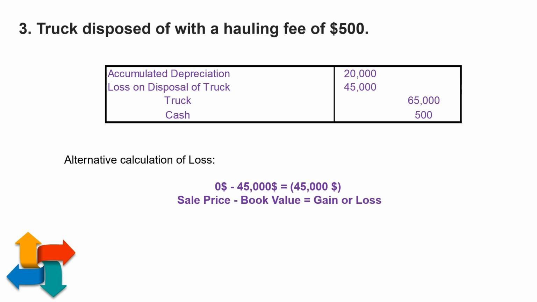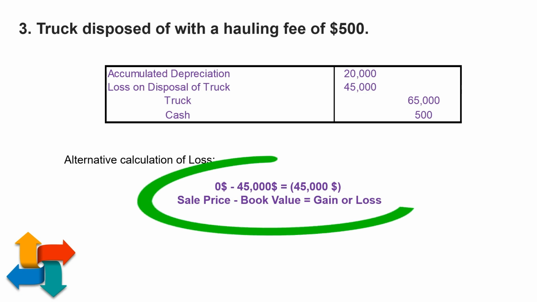You could have calculated this loss on the truck, in this case the disposal of the truck, by taking its sales price, which was 0, and deducting from it the $45,000 of book value. So the actual loss on disposal was $45,000, but we actually had to add to that $500 of cash just to get rid of it. So the ultimate total loss or cost associated with the disposal is $45,500.